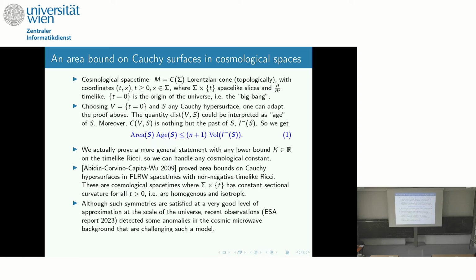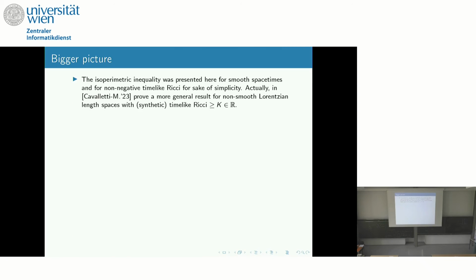So it is good to have a result which doesn't have this assumption, and say our techniques allow us to handle also cosmological spacetimes which are not isotropic and with any cosmological constant. Okay, right. So this was about the isoperimetric problem, but let me end by discussing the bigger picture.